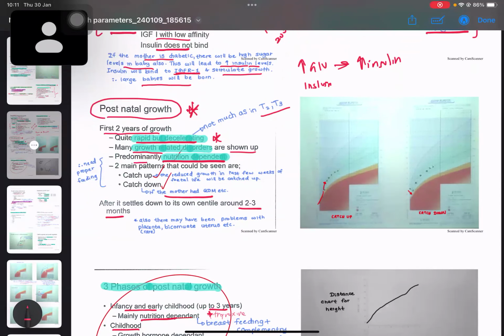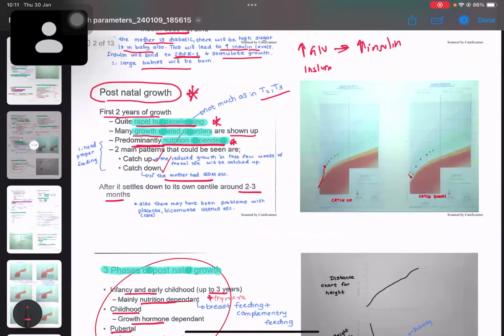Predominantly, when growth-related disorders are shown in the first 2 years, those are commonly nutritional dependent growth-related disorders. Okay, nutritional dependent. And there are two main patterns you can see during the first 2 years. Those are noted in the CHDR, because you might not know about the CHDR, as it's used in the Sri Lankan setup. CHDR means Child Health Development Record.